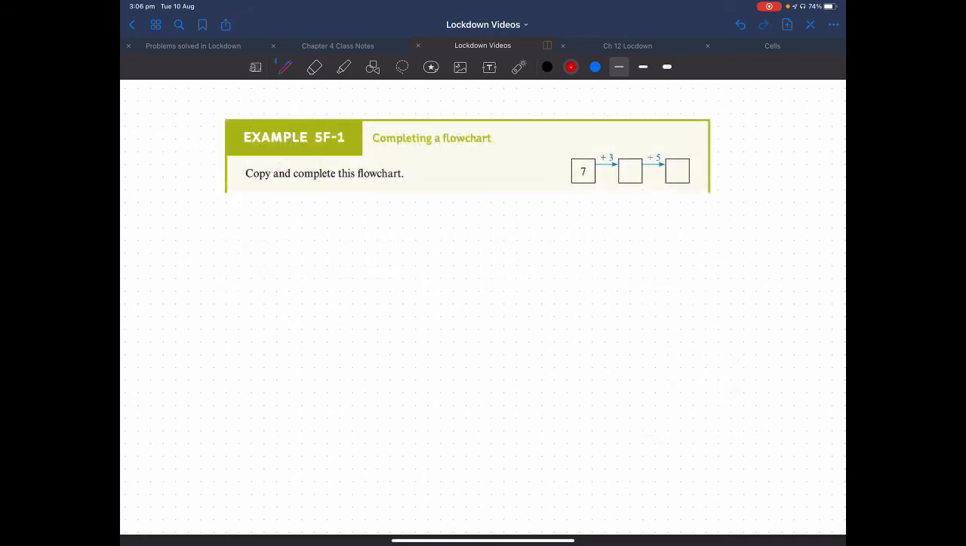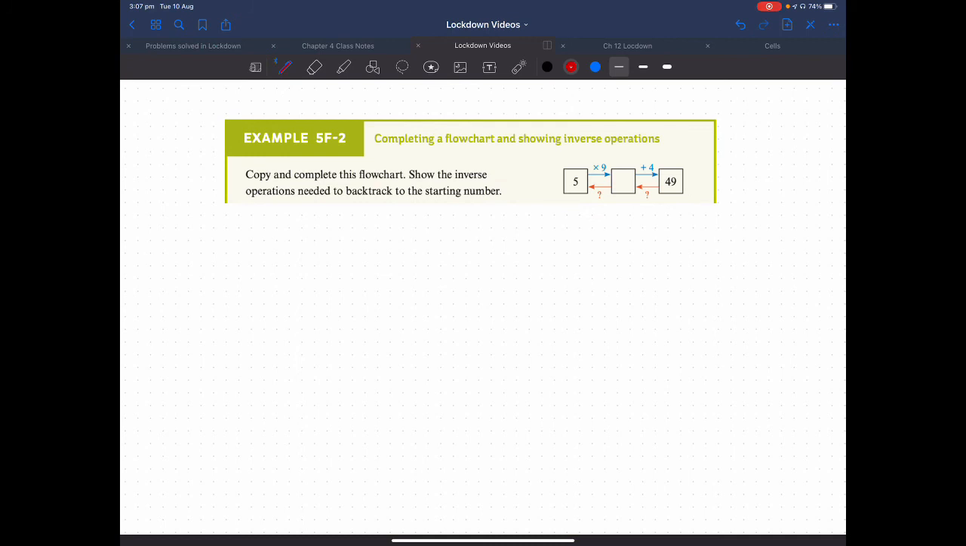In this example, we're asked to complete this flowchart. We have a 7, and we're told to +3. 7 plus 3 is 10. So I'm going to write 10 in the next box. We then have divided by 5 on the arrow. So we're now going to do 10 divided by 5, which is 2. We've now completed the flowchart.